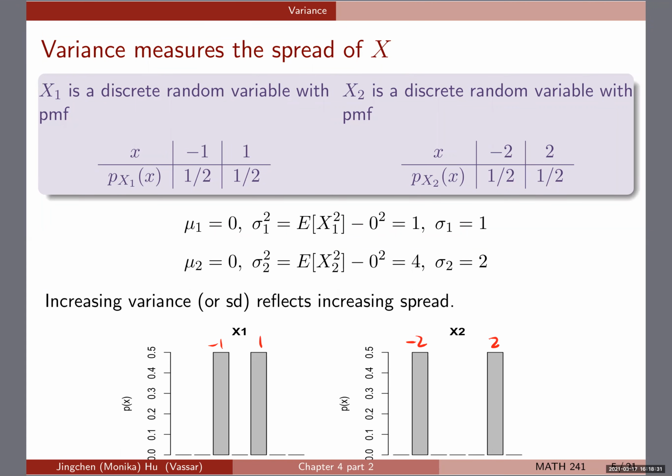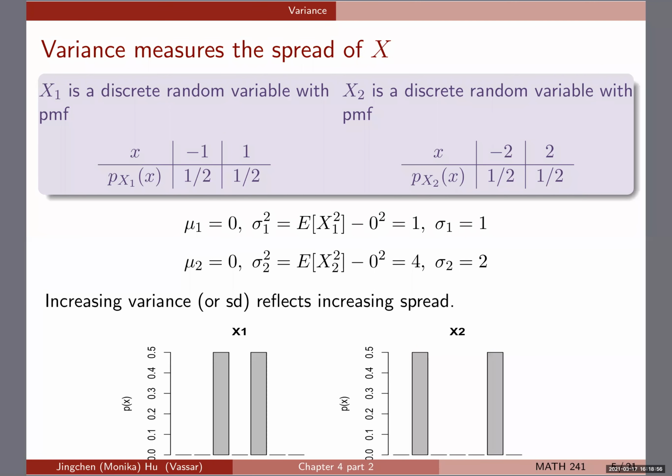Following that, we can see that both of them are centered at 0, once we compute the mean, but x2 has a wider spread than x1, which is not only shown on this graph, but also mathematically, since the standard deviation of the second is twice as large as that of the first.